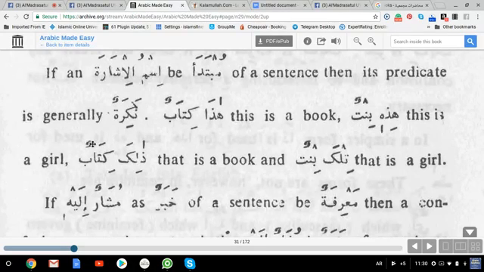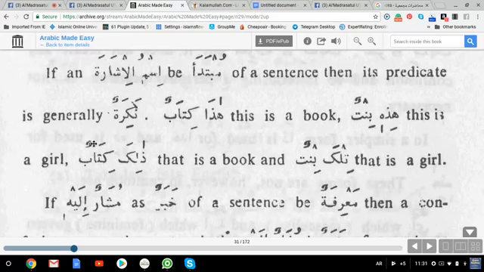For example, he says the predicate is supposed to be nakira. In the Arabic language, nakira and marifa are really about what you're talking about. If you're talking about something specific, you're going to use marifa. If you're not talking about something specific, you're going to use nakira.